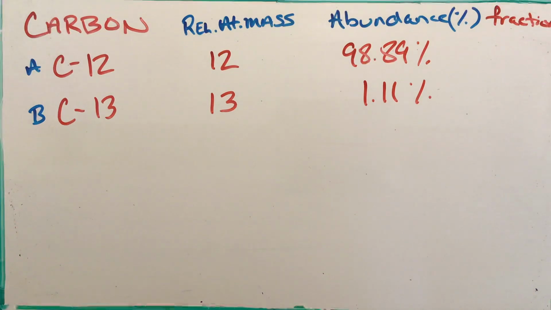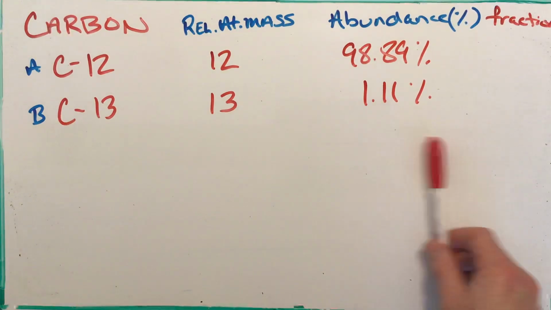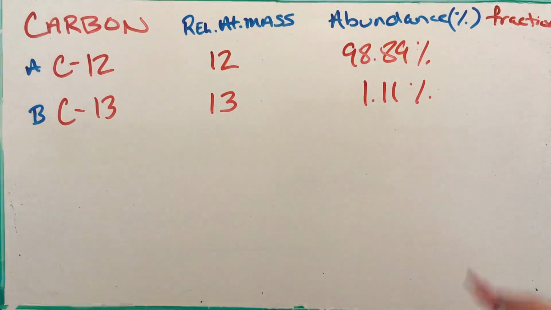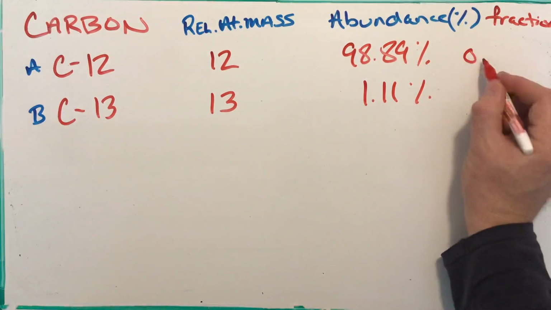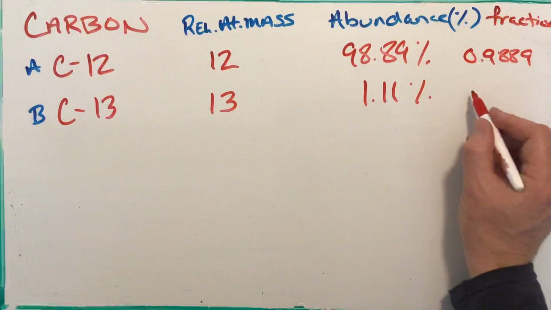But before we do, what do we have to do? Well, I need this, and I got it. I need that sort of. I have to change it to a fraction. So I divide by 100%, and I get that, and I divide this by 100%.